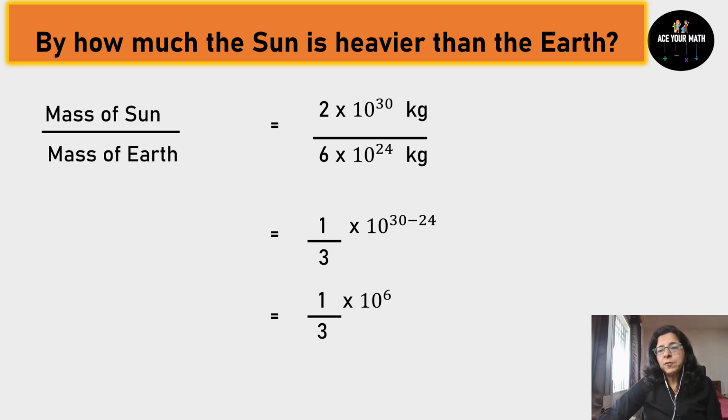Now, when you divide 1 by 3, the division will never end. It will give you 0.333 times 10 raised to the power 6. So 0.33 is not the standard form. What you will do, you will shift the decimal on the right hand side. So that is why it will become 3.3 times 10 raised to the power 5. And so you can say the mass of sun is 3.3 times 10 raised to the power 5 heavier than the earth.